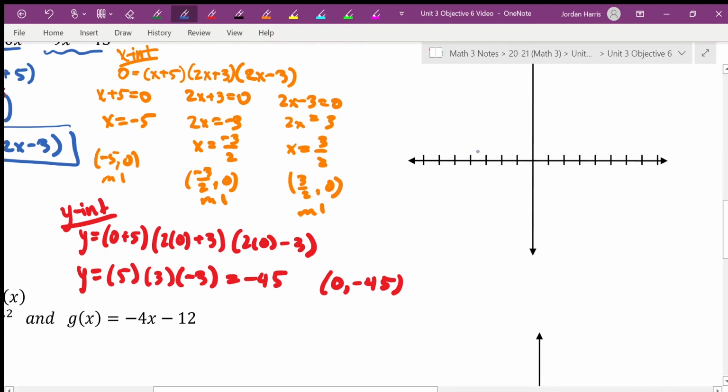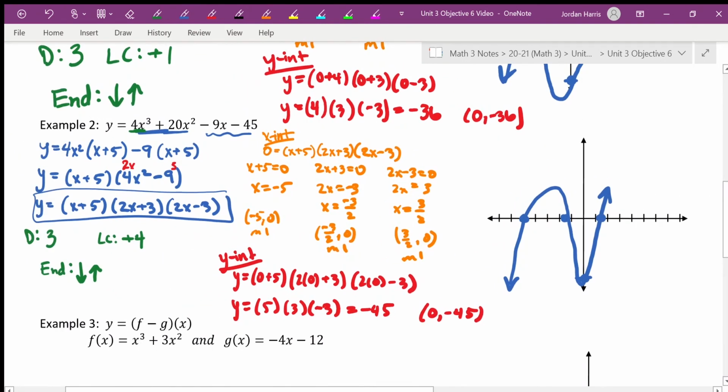Graph them. 1, 2, 3, 4, 5. 1.5. Trying to be as accurate. Positive 1.5. And negative 45. It's down, up, so here we have it.